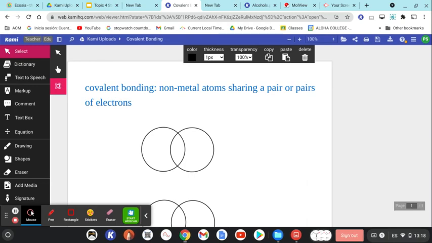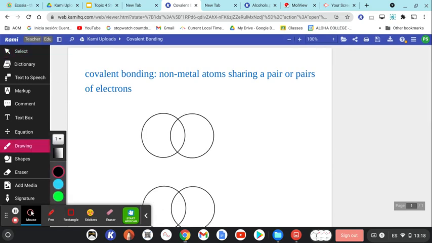Today we're going to be looking at covalent bonding. Make sure that you watch the previous video on ionic bonding. Now in covalent bonding, you've got non-metal atoms bonding together by sharing a pair or pairs of electrons. Let us look at the simplest case of two hydrogen atoms.